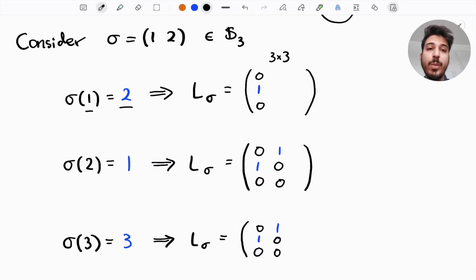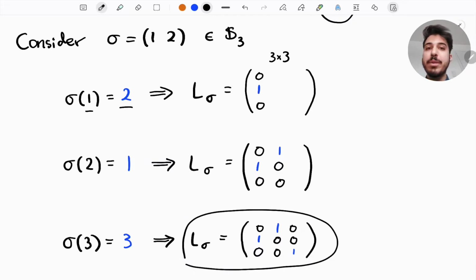In the last column, we have that 3 is sent to itself, so we're going to put a 1 in the third row and 0 everywhere else, thus giving us L sigma, which is the permutation matrix associated to sigma, which is the cycle (1 2).